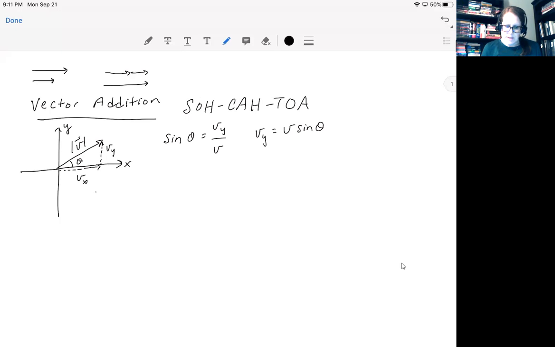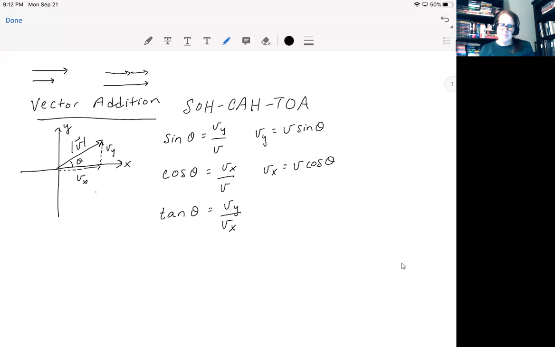If we're going to look at the cosine of the angle, then we're going to see that it's Vx over V. And so Vx, the x component of that vector, is V times the cosine of the angle. And sometimes it'll be useful to use the tangent, but typically we'll use it to figure out what the angle is. So we would do the opposite over adjacent, which is Vy over Vx. I'm using V because we'll be seeing that in velocity later this week.